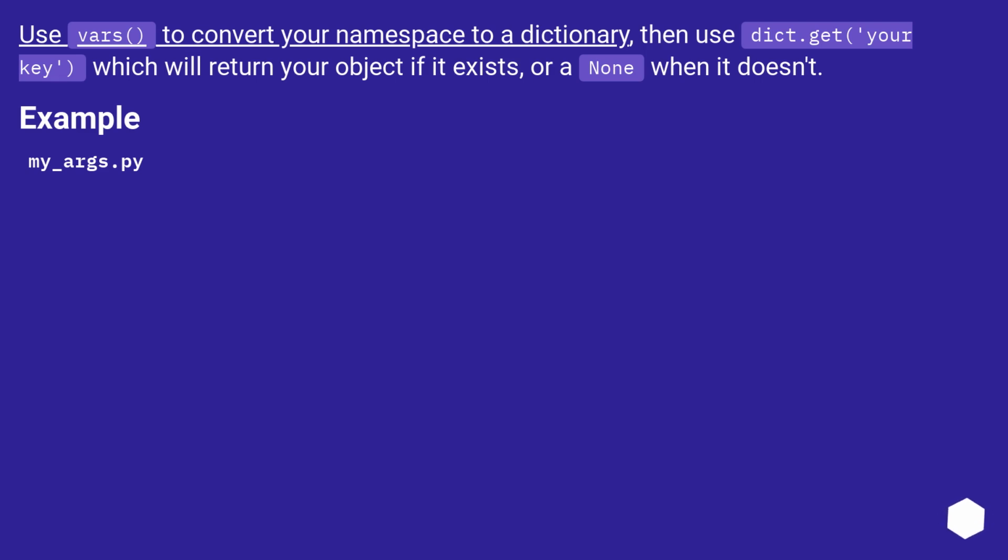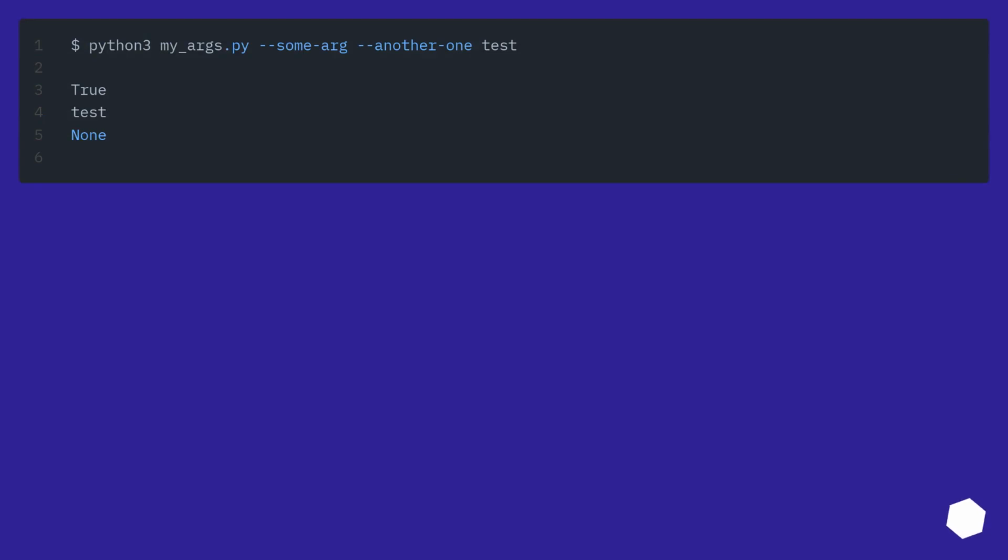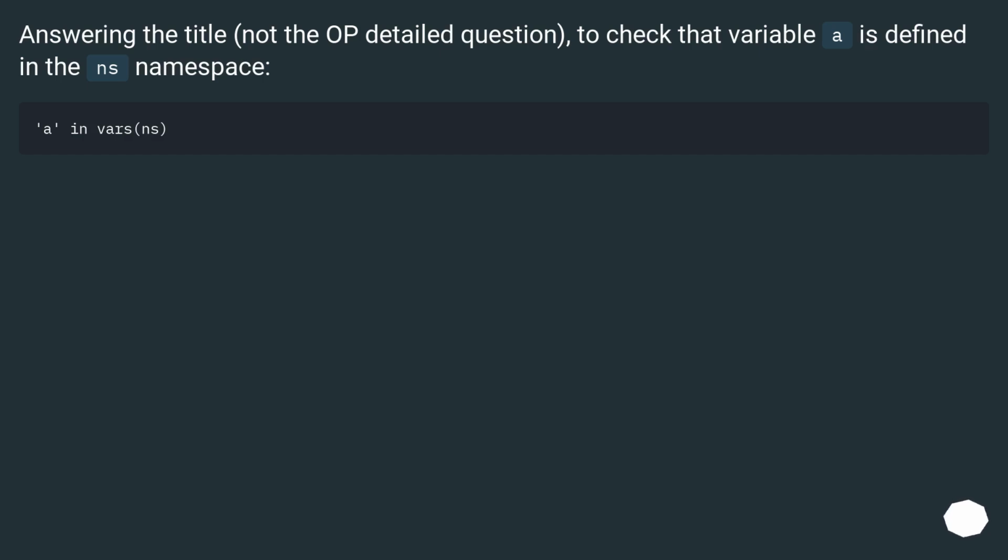my_args.py. Command line. Answering the title, not the detailed question, to check that variable A is defined in the ns namespace.